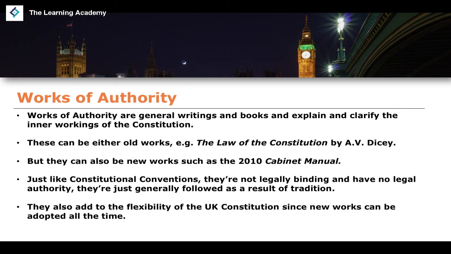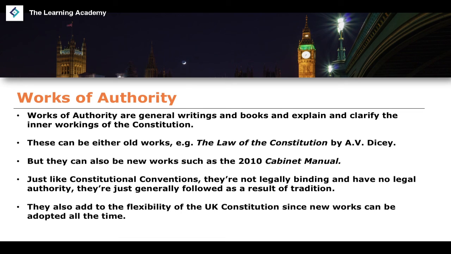Now, new works can be adopted all the time. For example, the Cabinet Manual was only 12 years ago, and this shows the flexibility of the UK Constitution, because if there is a new work of authority that provides a particularly unique insight into the UK Constitution, it can be adopted and it can form part of the UK Constitution.